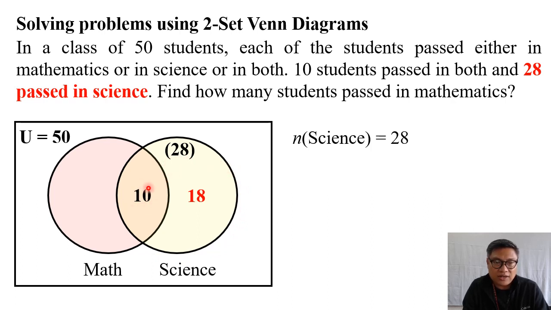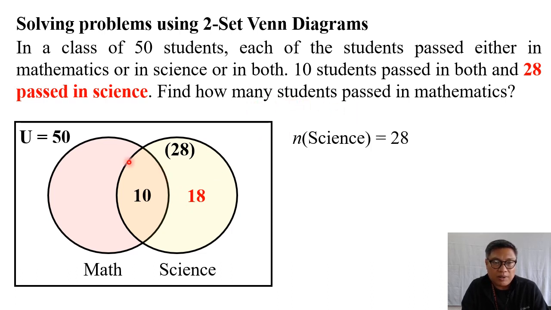So 10 here indicates that there are 10 students who passed in science and at the same time passed in math. So therefore, of the 28, we have to subtract 10, so we have here the 18. The 18 indicates that these are only the number of students who passed in science but not in math, only in science.